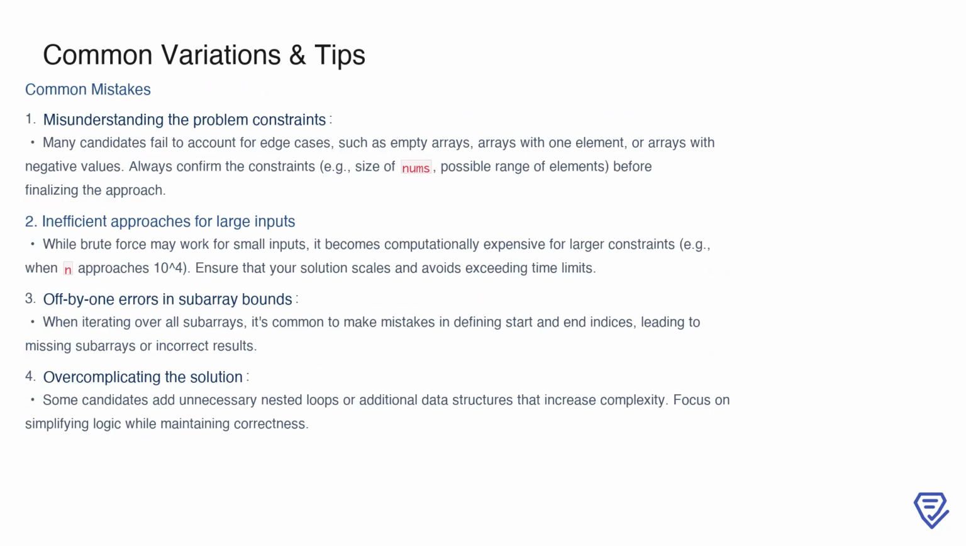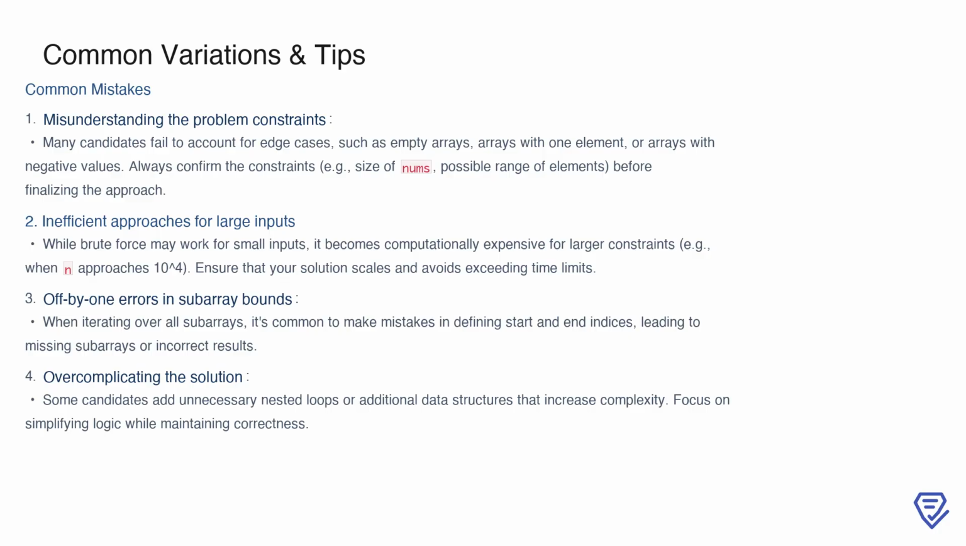When working on this problem, there are a few common mistakes to watch out for. First, misunderstanding the problem constraints is a frequent issue. For instance, some candidates overlook edge cases like empty arrays, arrays with just one element, or those containing negative numbers. It's important to carefully review the constraints, such as the size of the input array and the range of possible values, before finalizing your approach.